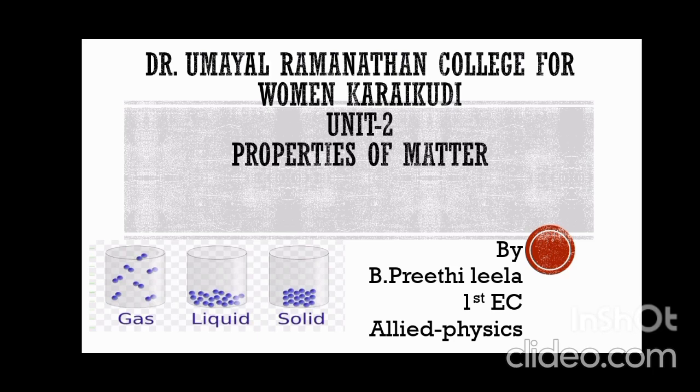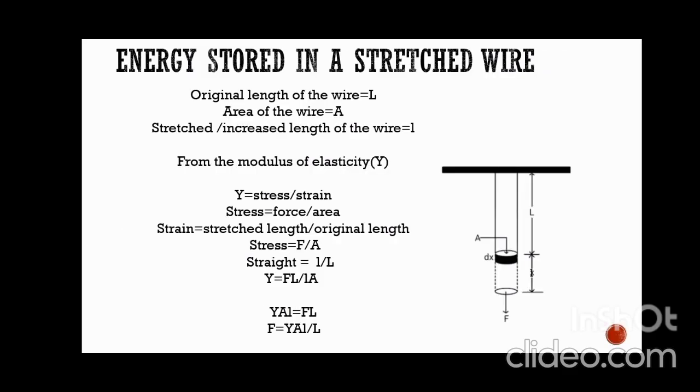Today, my purpose here is to teach you a topic called Energy Stored in a Stretched Wire from Unit 2, Properties of Matter. Energy stored in a stretched wire. Original length of the wire is capital L. Area of the wire is A. Stretched or increased length of the wire is small l.